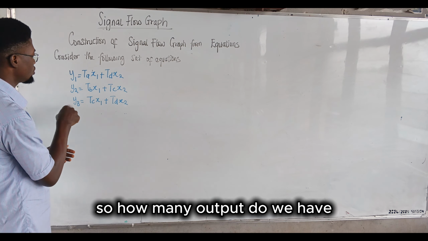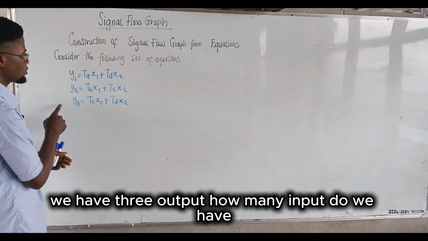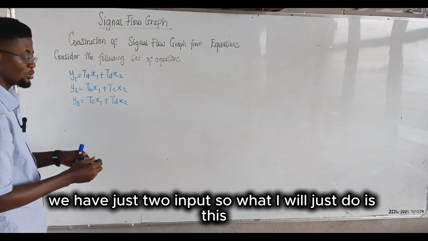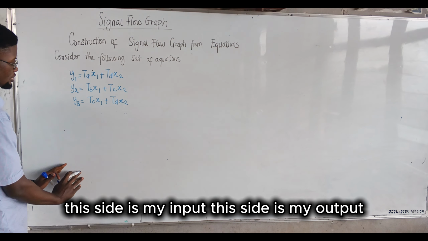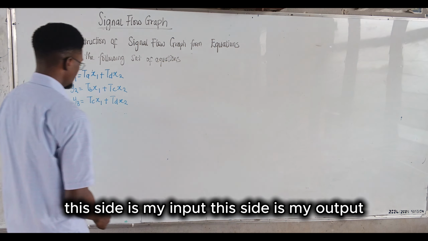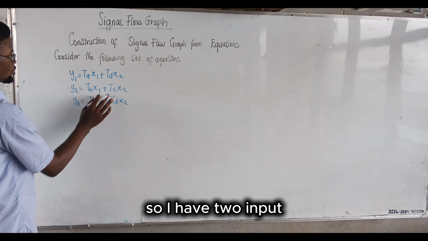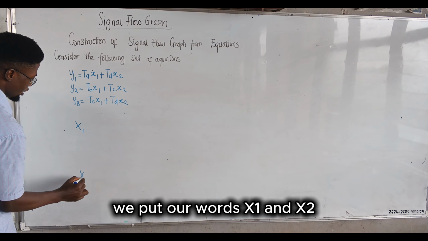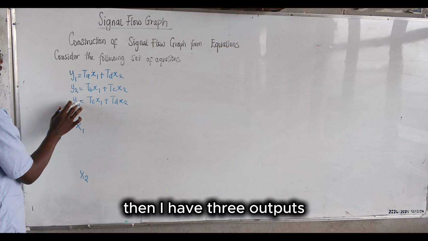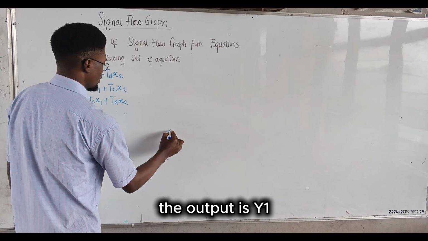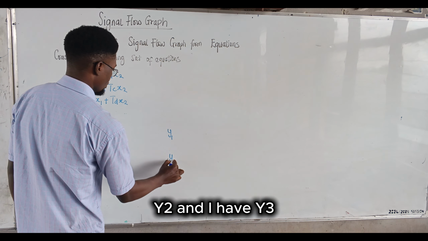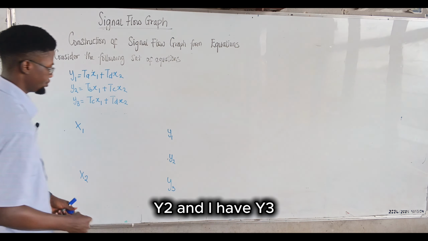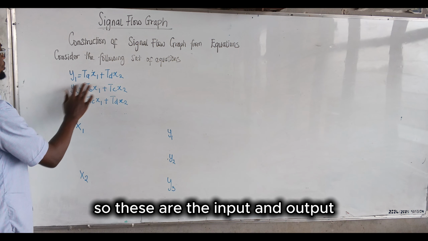So how many outputs do we have? We have 3 outputs. How many inputs do we have? We have just 2 inputs. So what I'll just do is this. This side is my input, this side is my output. So I have 2 inputs. The inputs are what? X1 and X2. Then I have 3 outputs. The outputs are Y1, Y2, and Y3. So these are the inputs and outputs.